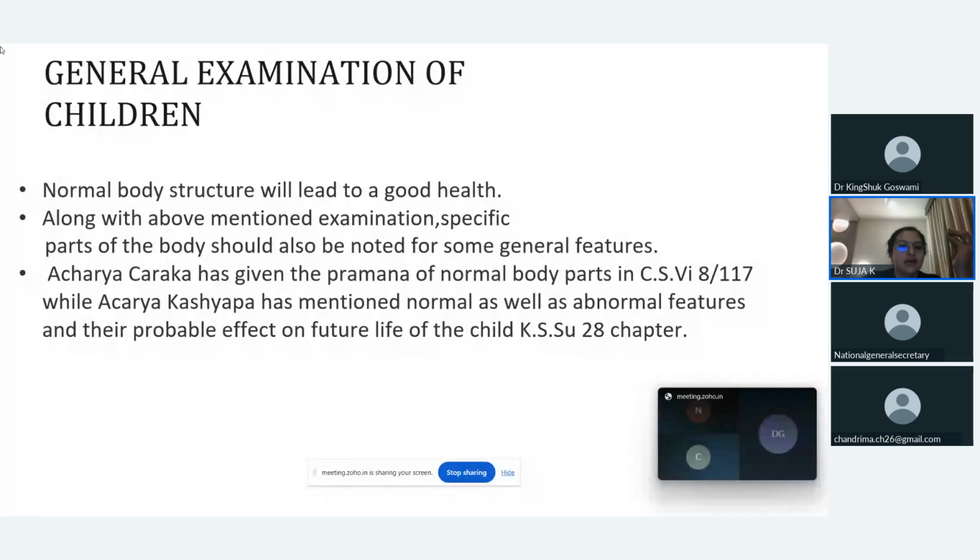And what the Acharya has mentioned in Lakshanadhyaya are the specific general features of different body parts in children, that is nails, gulfa, all those which are auspicious and inauspicious for the child, to analyze the future life of the child. And we can adapt Trividha Pariksha, Chaturvidha Pariksha, that is Darshana, Sparshana, Prashna, Aptopadesha, Anumana, Yukti. All these examination methods, Dashavidha Pariksha, should be adapted to analyze and diagnose the disease condition of the child.